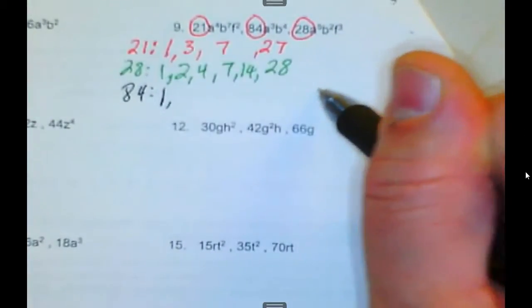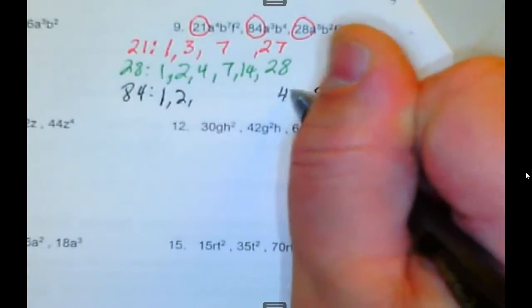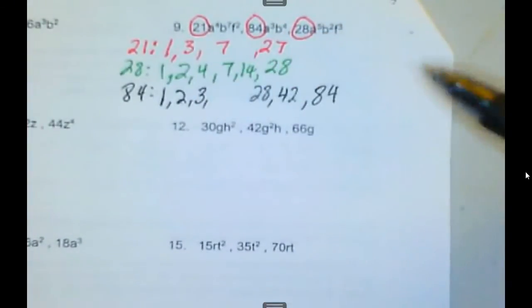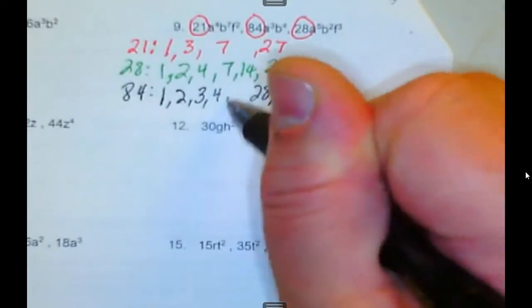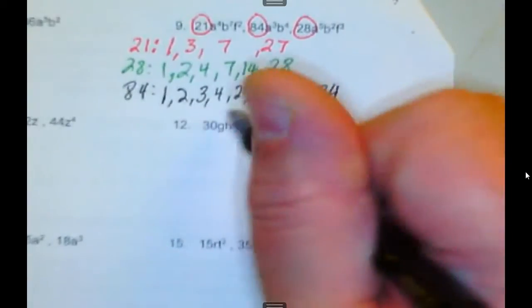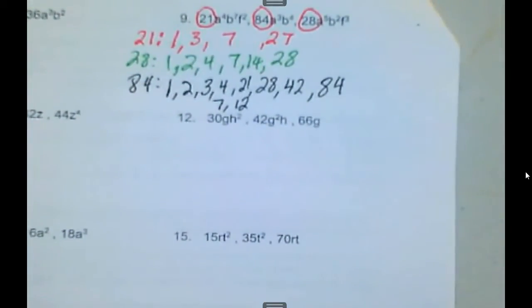1 and 84. 2 and 42. 3 and 28. 4's got to go in there. 21. 5, 6, 7. 7 and 12. 8, 9, 10. That's it, right? Because the next one's 12.